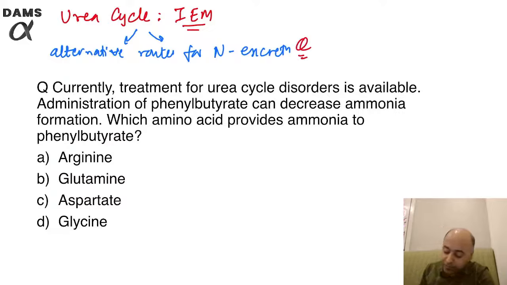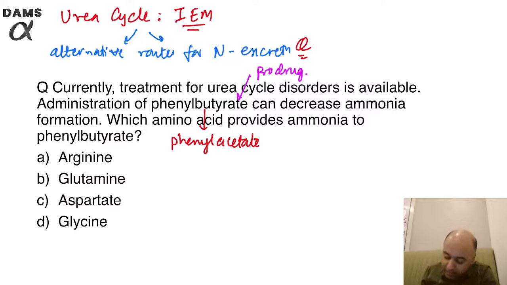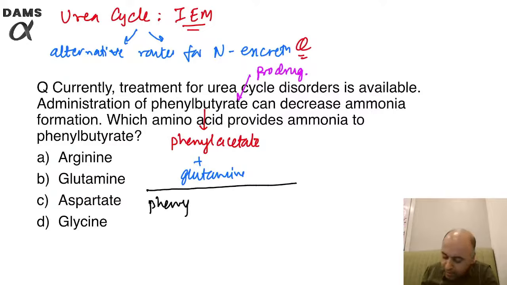In this question, what you can see is the administration of phenyl butyrate, and it will help to decrease the ammonia formation. When you give phenyl butyrate, it first gets converted into phenyl acetate, implying that phenyl butyrate is actually a prodrug. It is not the active molecule. It will get converted to the active molecule. This phenyl acetate then combines with glutamine to form the water-soluble substance known as phenyl acetyl glutamine.